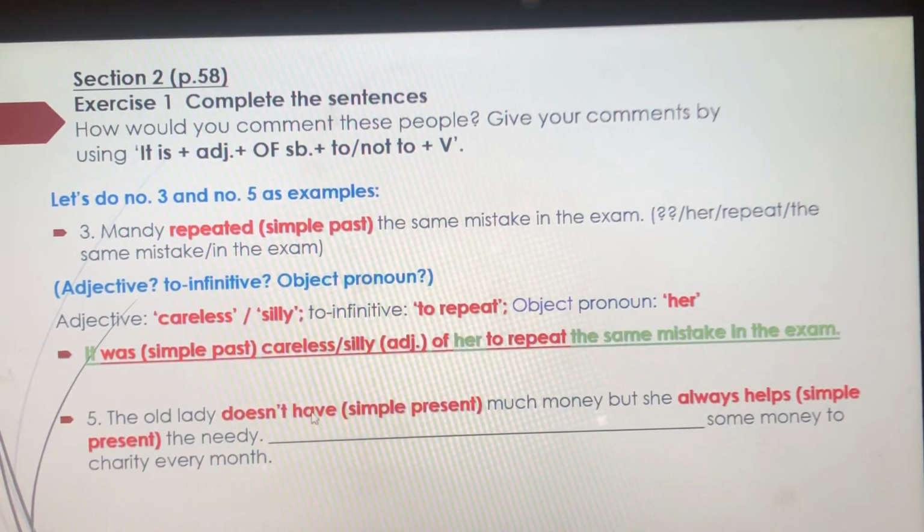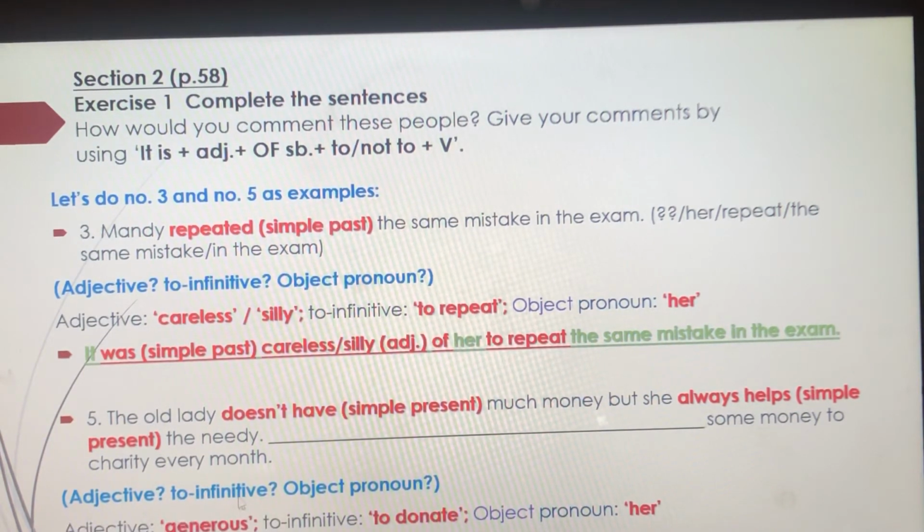The old lady doesn't have much money. This time, simple present. But she always helps the needy. Okay? So complete the sentence. Adjective, generous, 慷慨嘅. Okay? To donate. Who? The old lady. So we use the object pronoun her. It is generous of her to donate some money to charity every month. Okay?